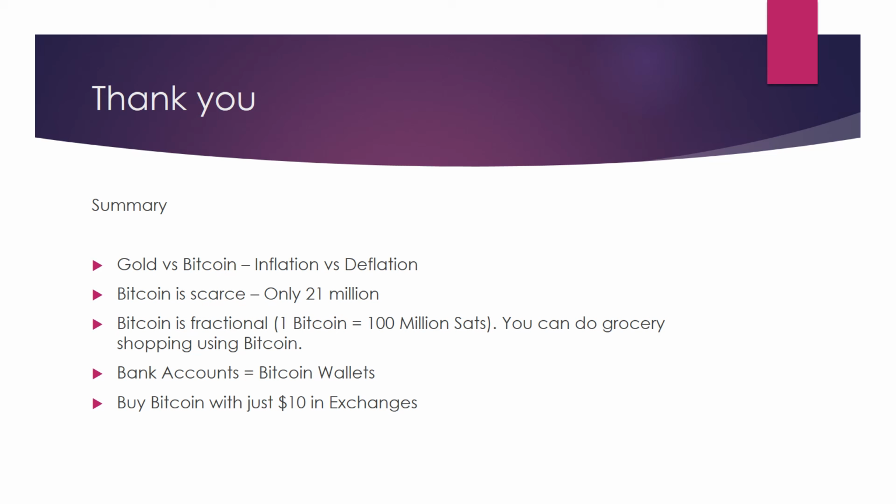Just to summarize, we learned what gold versus Bitcoin is, and what inflation versus deflation is. We learned that Bitcoin is scarce, just like gold. There are only 21 million Bitcoins. Bitcoin is fractional. That means you don't have to buy the whole Bitcoin. One Bitcoin is made up of 100 million sats. So you can start buying sats, and you can start using sats for payments, for your day-to-day purchases. Just like you store money in a bank, you store Bitcoin in what are called Bitcoin wallets. And you can start using Bitcoin with just $10.